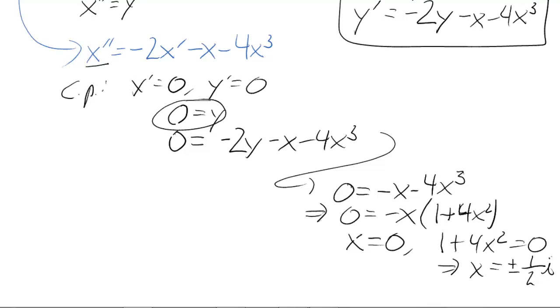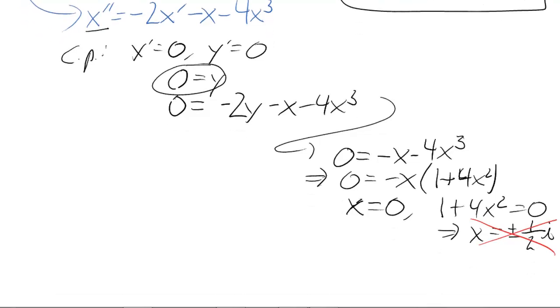And since we care about only real valued solutions here, x and y represent solutions of our system, we can go ahead and throw out this imaginary one. There's no place for it in our phase portrait of x and y. So it looks like we only have one critical point that we really have to care about. So the critical point here is the origin 0, 0.